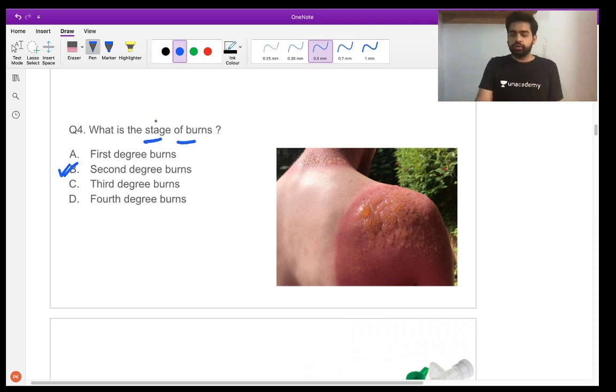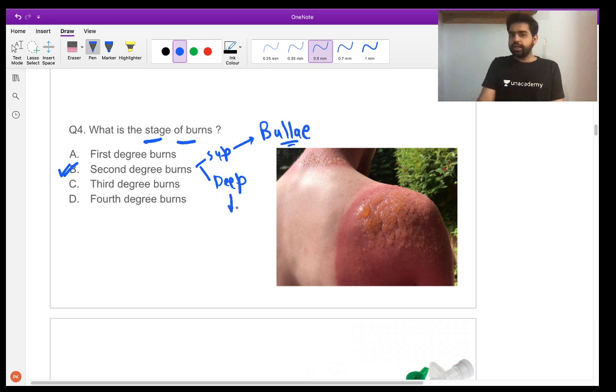Okay, so first degree burns mean that there is just a simple erythema and no other problem, and patients will usually heal on their own without any treatment needed. In second degree burns, we have superficial second degree burns and deep second degree burns. In superficial second degree burns, the characteristic thing which occurs is the bulla. So we see this bulla, which is a characteristic thing in this particular patient.